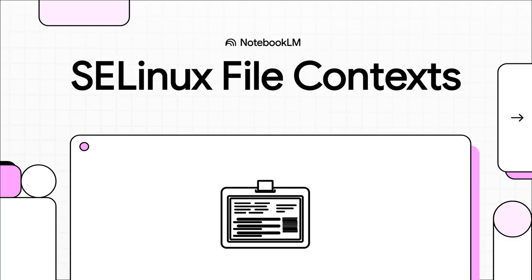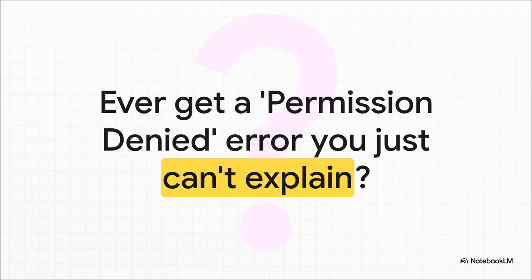Oh yeah, we've all been there. You're pulling your hair out. Your file permissions look perfect. You've got read, write, execute. It's all there. But your application is still just screaming permission denied. More often than not, the silent culprit behind the scenes is a mismatched SELinux context. And that's exactly the problem we're going to solve today.